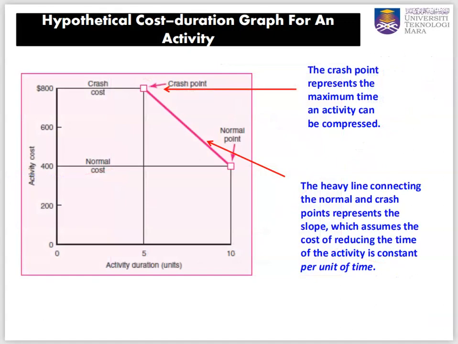So how do we calculate that? This crash point represents the maximum time an activity can be reduced. The heavy line connecting the normal and crash points represents the slope, which assumes the cost of reducing the time of the activity is constant per unit time. Linear.